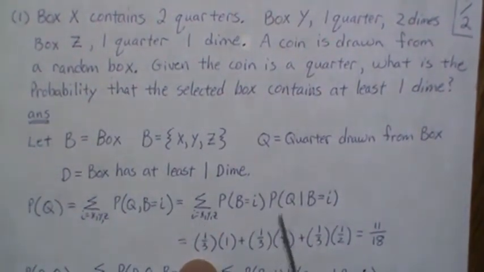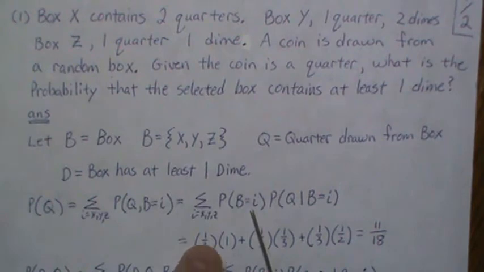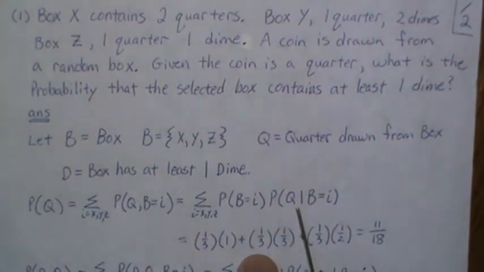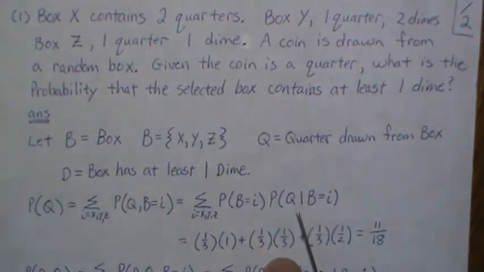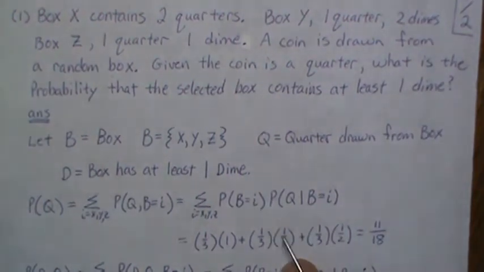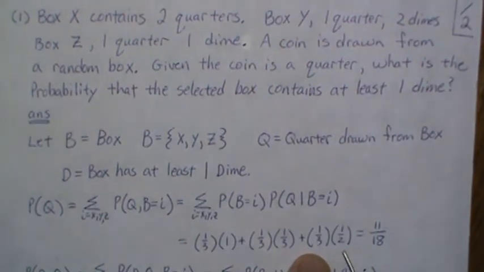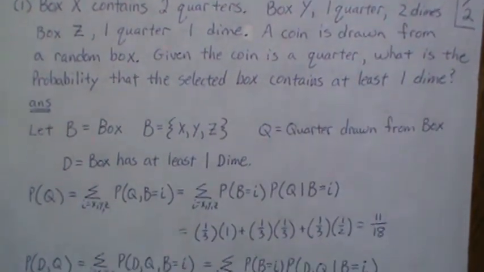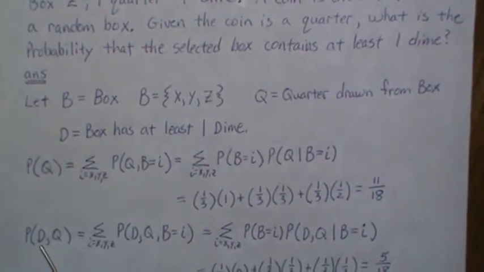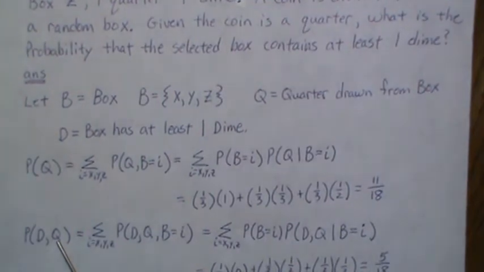So the probability that we draw box X is 1/3. And given that we're at box X, the probability of a quarter is 1. Box Y is 1/3. Given box Y, the probability we draw a quarter is 1/3. Given that we're in box Z, the probability of box Z is 1/3. The probability we draw a quarter given box Z is 1/2. So this is 11/18.